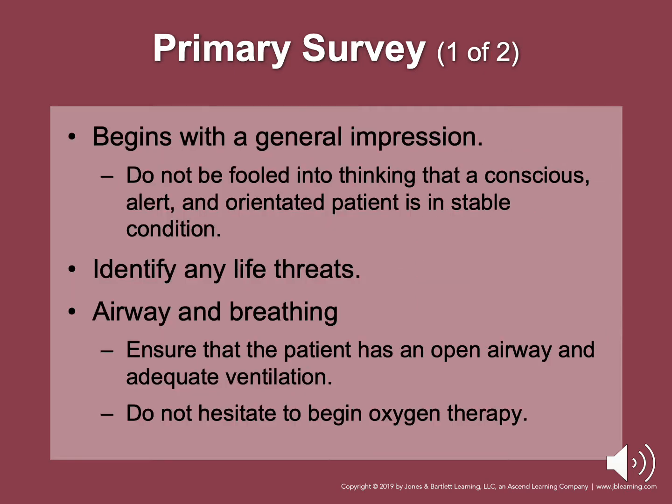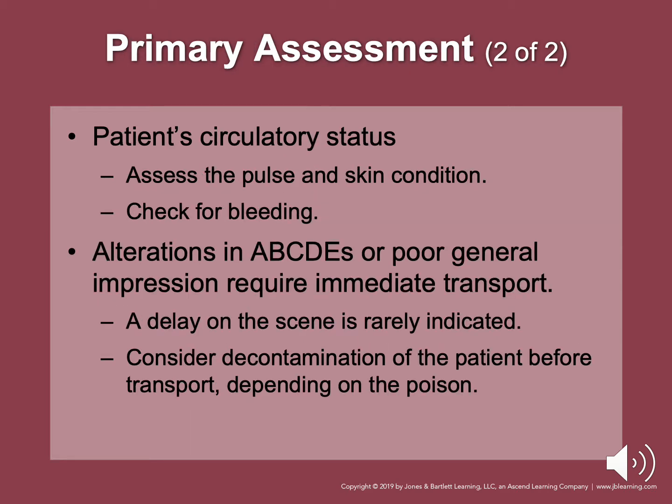So with your primary survey, do not be fooled into thinking that a responsive, alert patient is in stable condition. Identify your life threats with your ABCDEs. Ensure that the patient has an open airway and adequate ventilation. Always check circulatory status, assess the pulse and skin condition, and check for bleeding. Alterations in the ABCs or a poor general impression are indications for immediate transport. A delay on the scene is rarely indicated, and consider decontamination of the patient before transport, depending on the poison that the patient was exposed to.